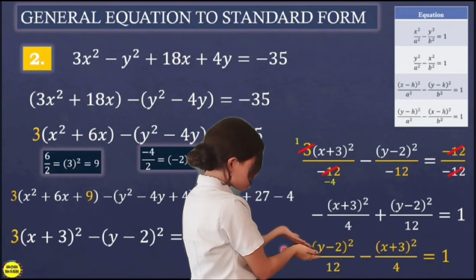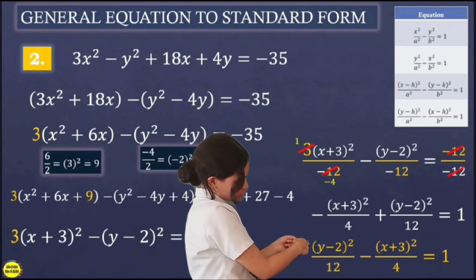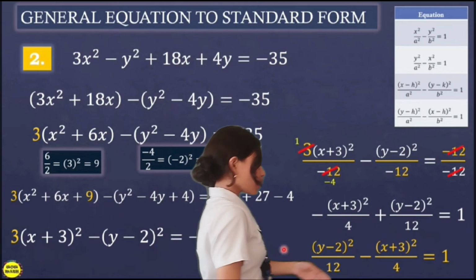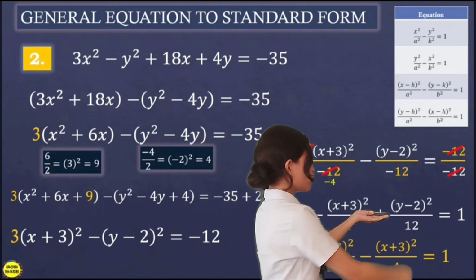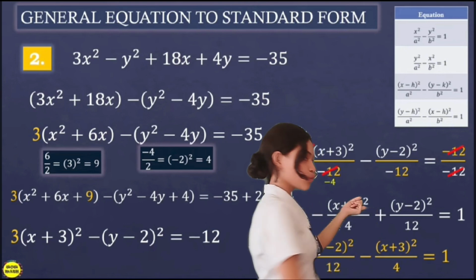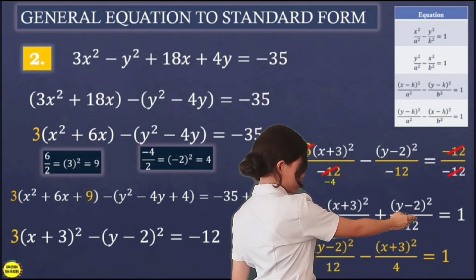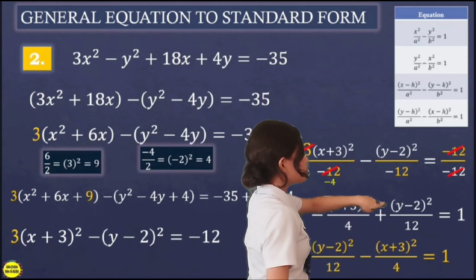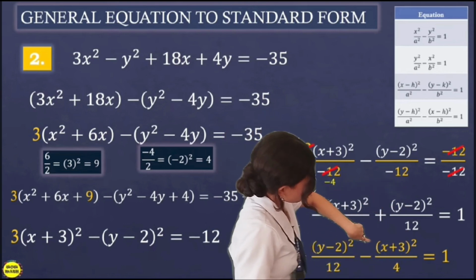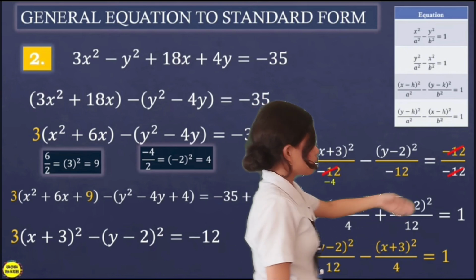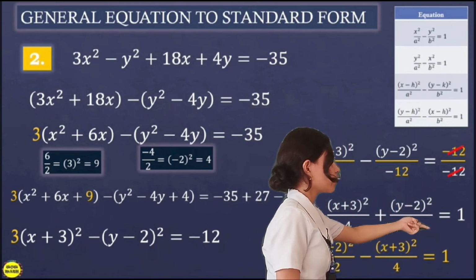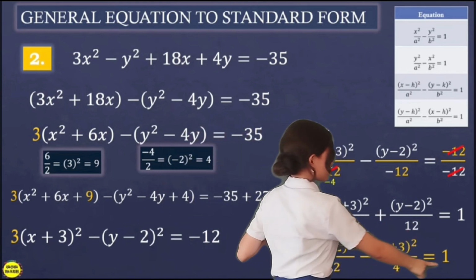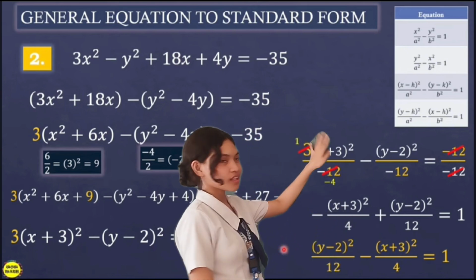So if you turn this, you're going to have negative x plus 3 squared over 4. Then same with here. Since we have a negative sign here, we're also going to include this. So negative 12 divided by negative sign, so we have positive 12. So copy y plus 2 squared over positive 12. And then lastly, negative 12 divided by negative 12, so we have 1. Therefore, this is our standard equation for this general equation.